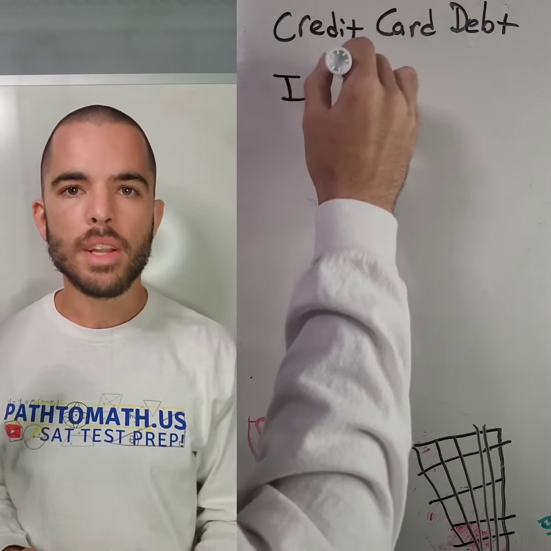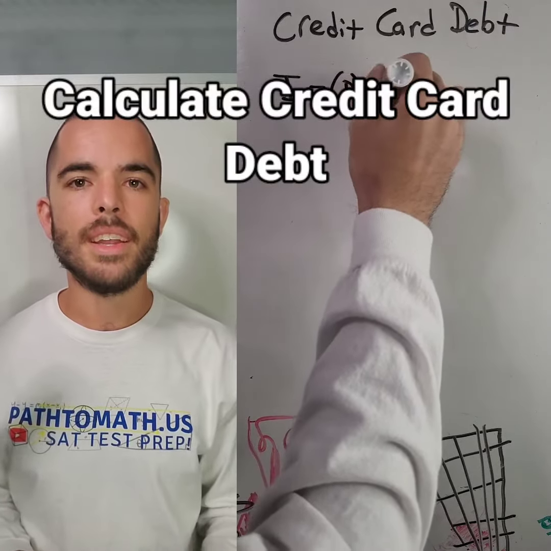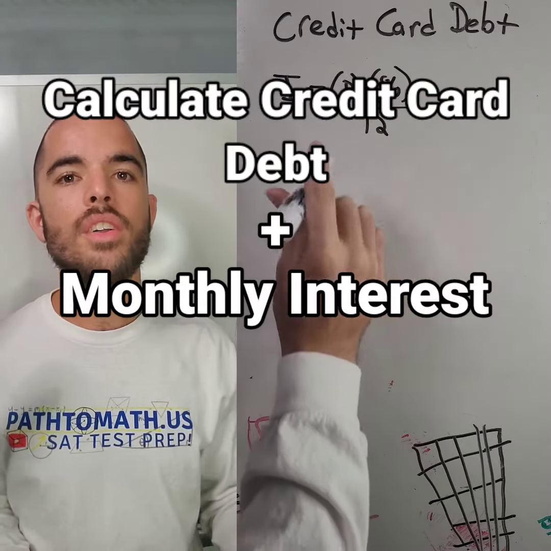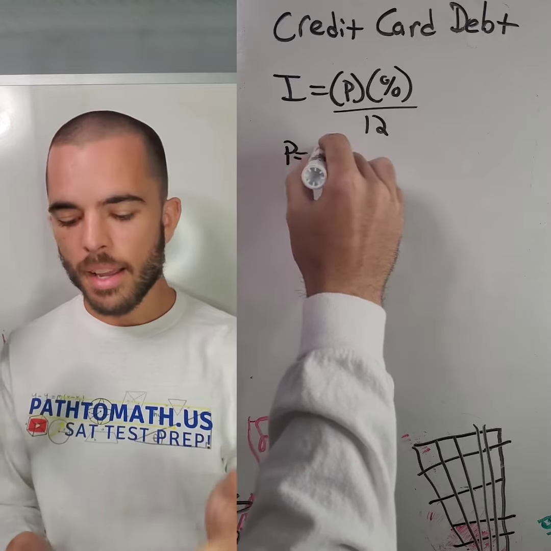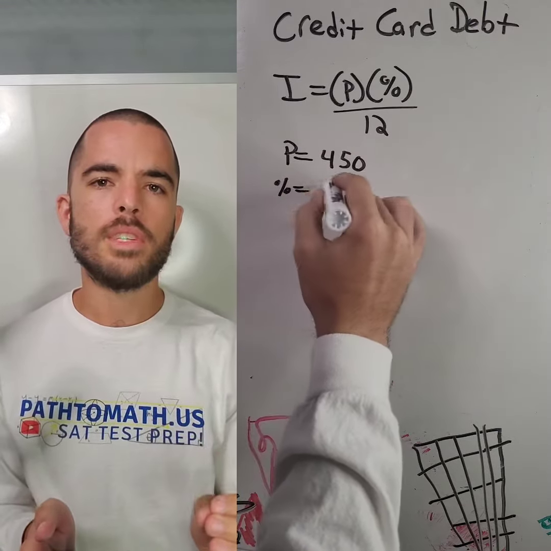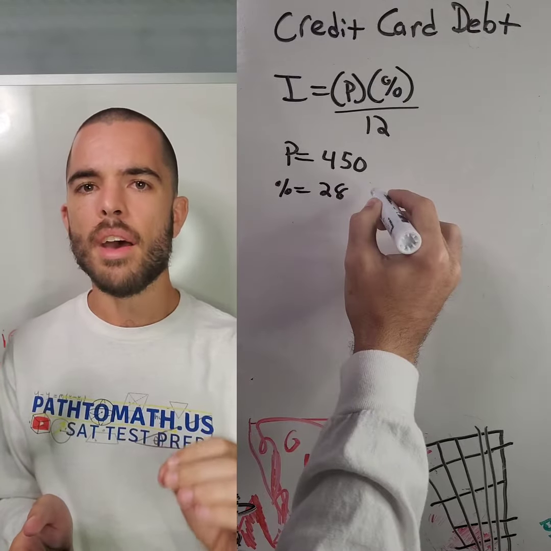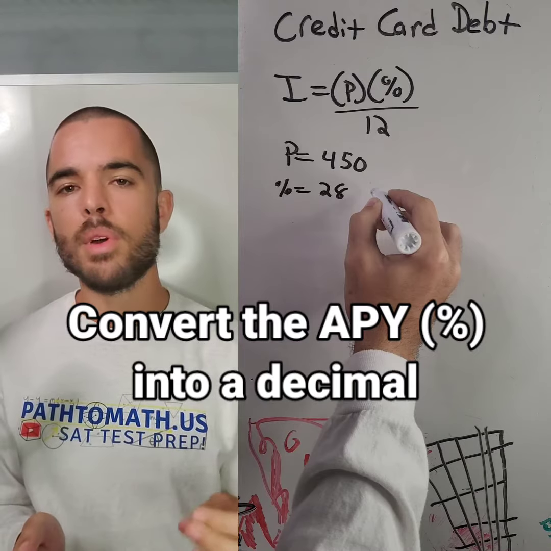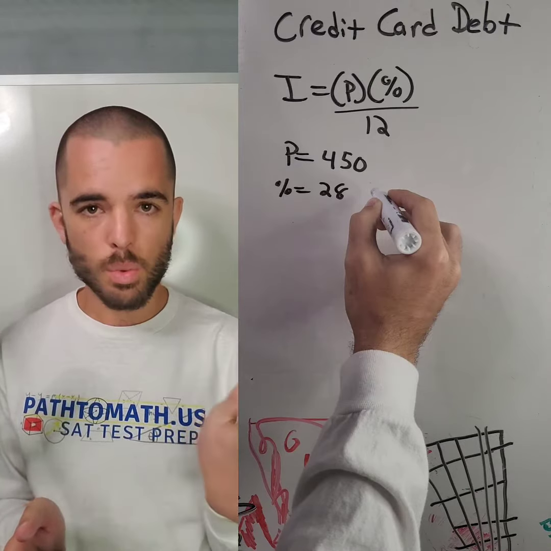Today we're going to be covering how to calculate your own credit card debt and how your credit card monthly interest adds on to that debt. We can use a formula I equals P times the percentage divided by 12. That P is going to represent your initial debt that you have on your credit card. The percentage represents the APY. A typical APY is going to be from 26 to 29%.